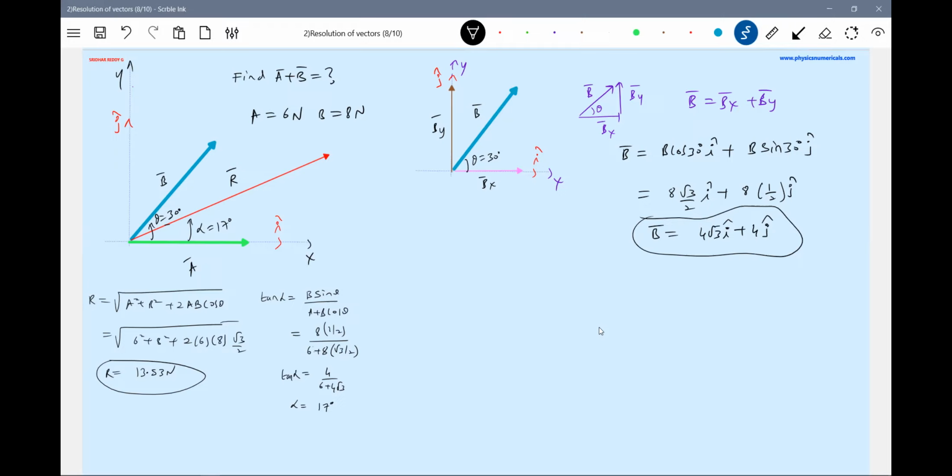So now what was our question? Find A bar plus B bar. Do we know A bar? A bar is very simple: 6 I cap. Then I want the resultant of A bar plus B bar. So let me try that one. The resultant R bar equals A bar plus B bar. What is A bar? 6 I cap. What is B bar? 4 root 3 I cap plus 4 J cap.